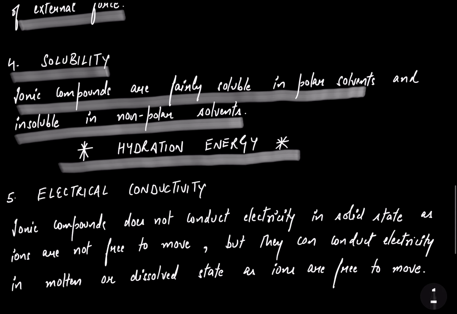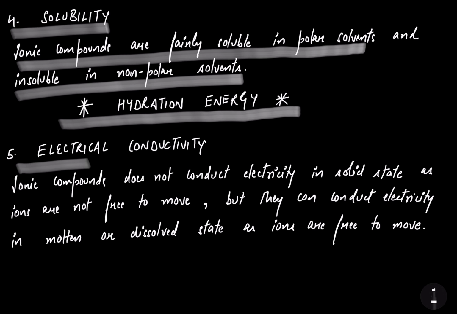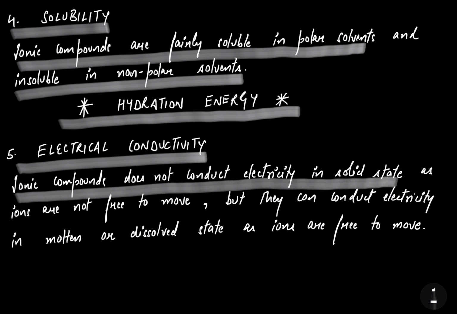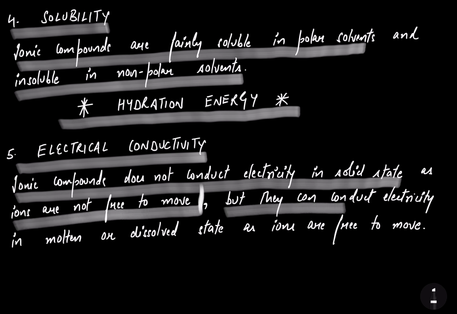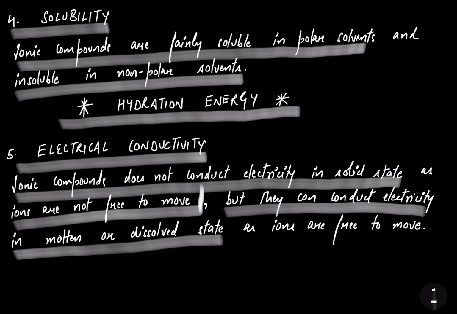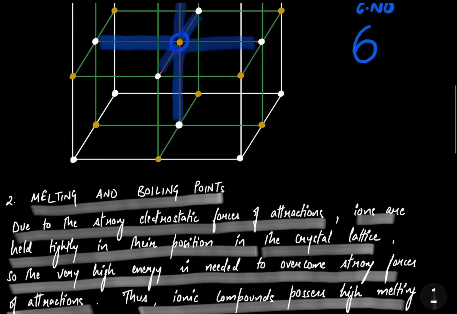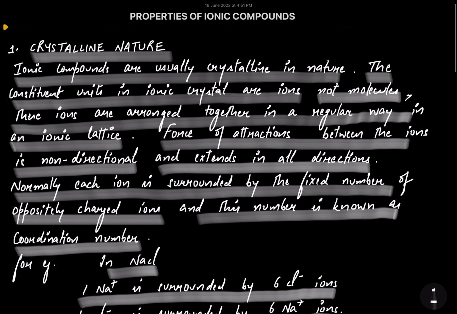Now, the last point, the electrical conductivity. Ionic compounds do not conduct electricity in the solid state because ions are not free to move. But ionic compounds can conduct electricity in the molten or dissolved state because ions are free to move in the molten or dissolved state. So that's all about today's lecture. These all are the properties of ionic compounds.